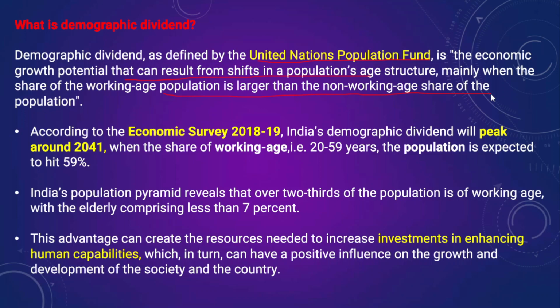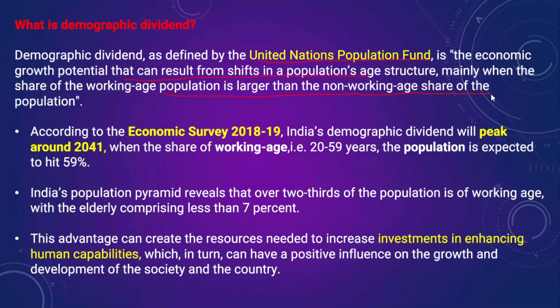Now if you look at the working age population in India, it involves 15 to 59 years or 65 years of age, right? So in India, the total working age population is more than the non-working age population. Therefore we can call India a country with a huge demographic dividend, because the median age in India is just 28.5 years. So this is the definition of demographic dividend.